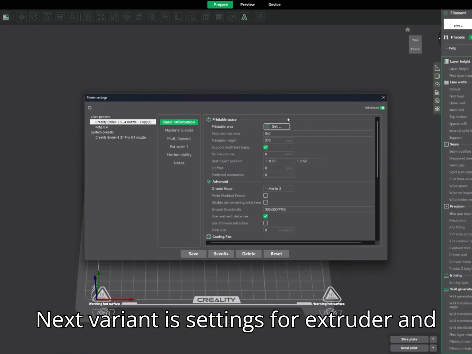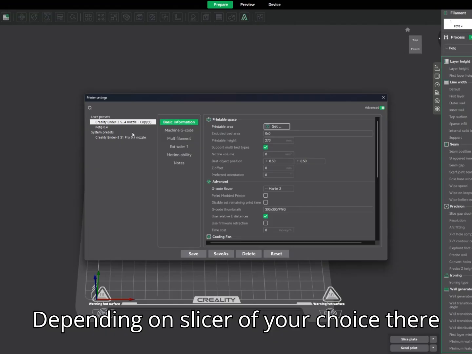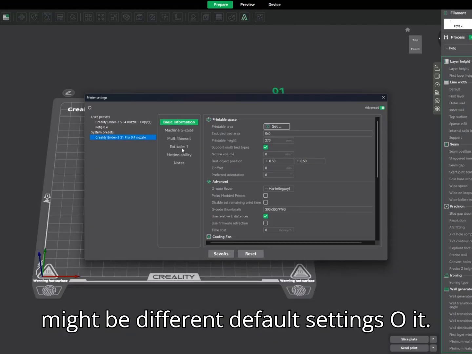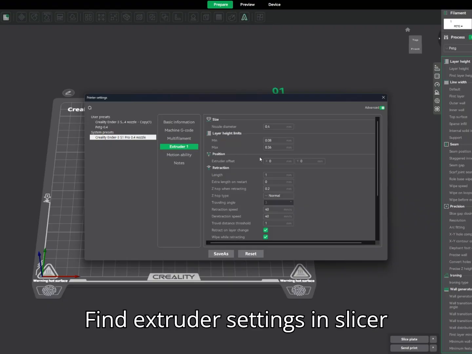The next variant is the settings for the extruder and slicer application. Depending on the slicer of your choice, there might be different default settings, so it's a good point to check them. Find the extruder settings in the slicer.